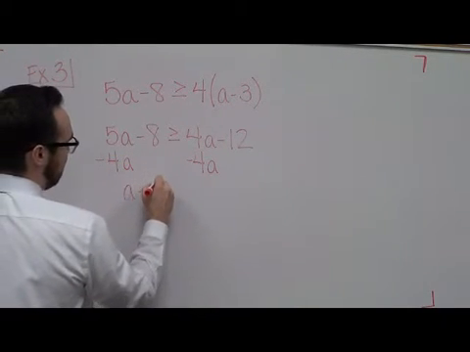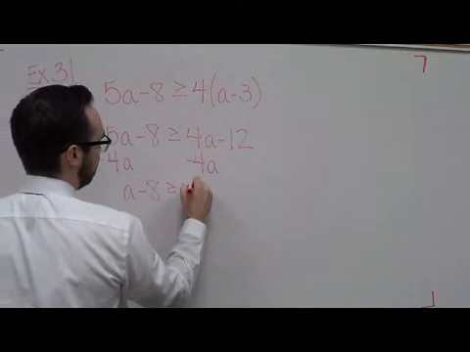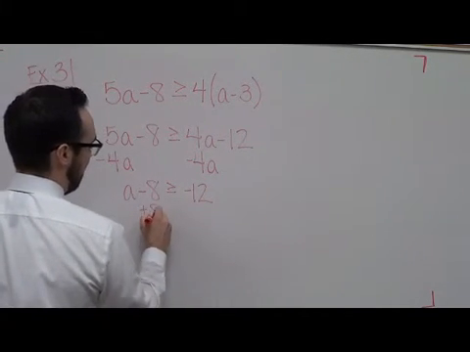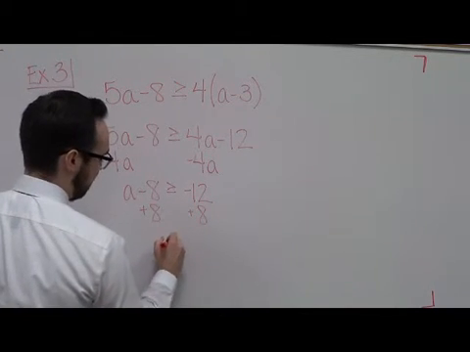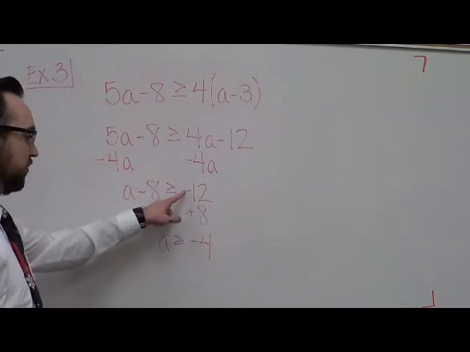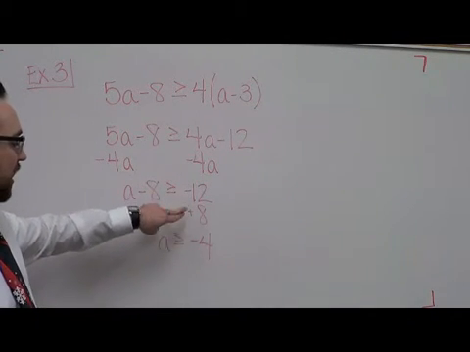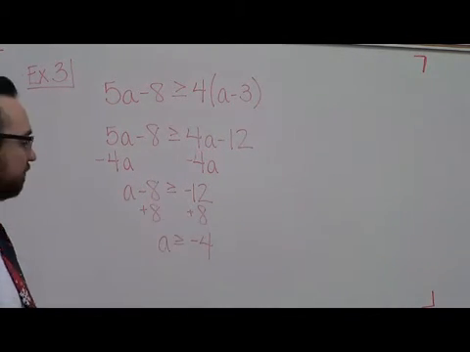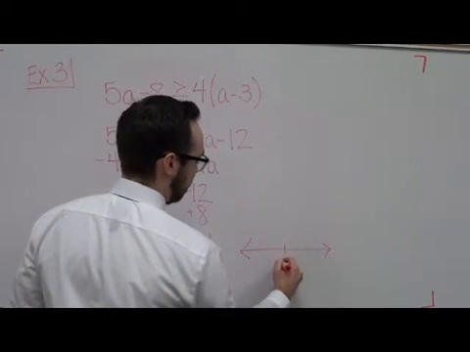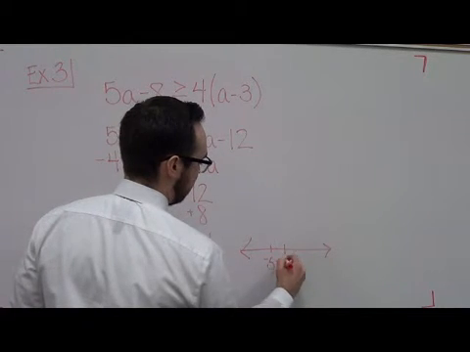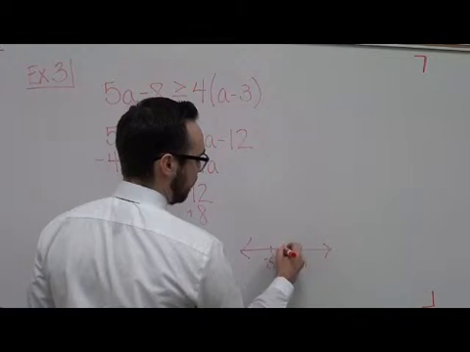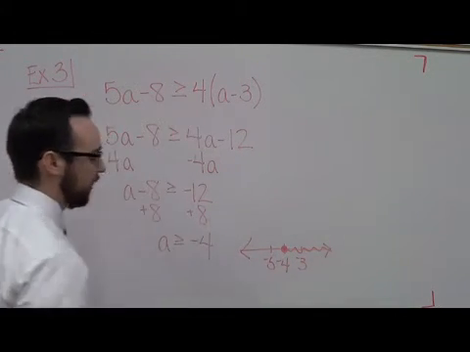So we end up with a minus 8 is greater than or equal to negative 12. I add 8 to both sides, so then we see that a is greater than or equal to negative 4. So remember, if they're opposite signs, subtract and keep the sign of the higher number. And again, if we wanted to graph that, same as we did before, we have the negative 4. It's greater than or equal to negative 4, so it's a closed dot. And it goes this direction.